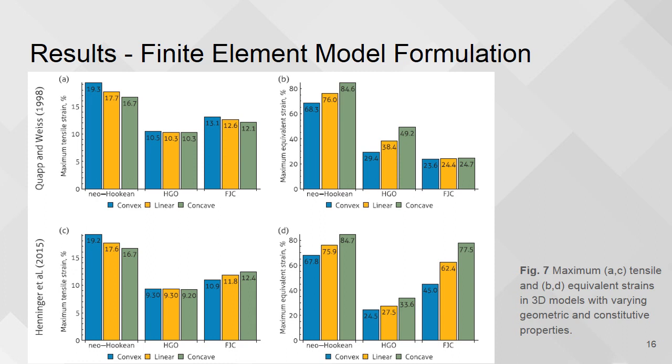Figure 7 shows the maximum tensile and equivalent strains for each ACL enthesis geometry and material model. If you look at B and D, you can see that the entheses that were concave showed the highest equivalent strain, and those that were convex showed the lowest. However, depending on the model and source of data, the magnitudes were varied. The FJC model showed large differences in maximum equivalent strain between the Quap and Weiss data and the Henninger data. Finally, if you look at A and B, you can see that there is no consistent trend in the geometry effect on tensile strain.